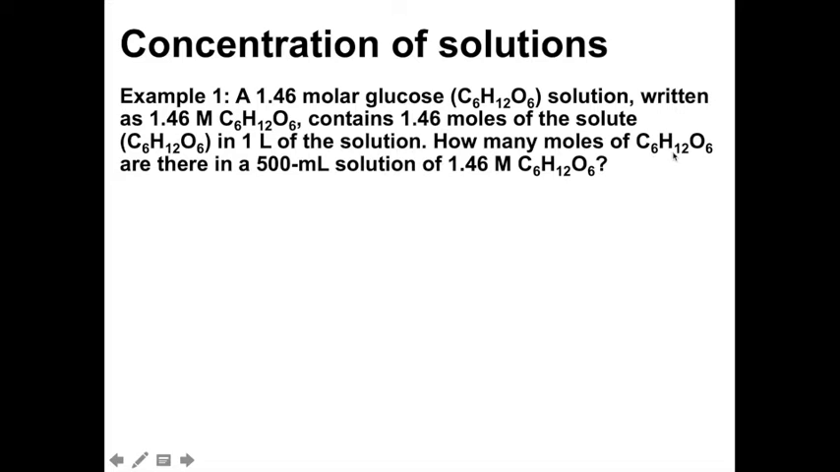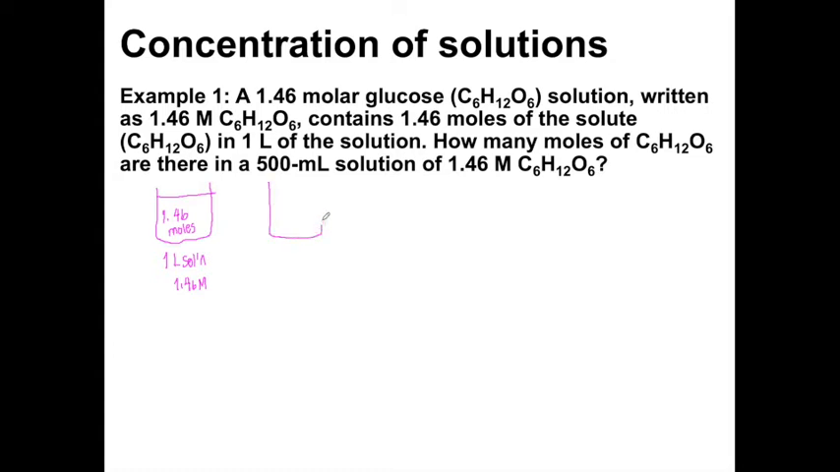Now, how many moles of C6H12O6 are there in a 500 ml solution of 1.46 molar C6H12O6? Okay, so we can do an intuitive approach here. Imagine we have 1 liter of the solution. The concentration is 1.46 molar, so we have 1.46 moles of glucose here.